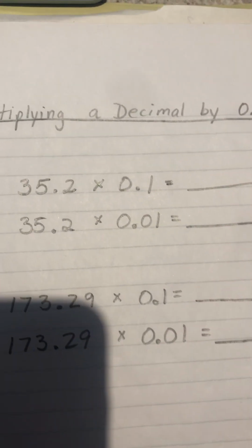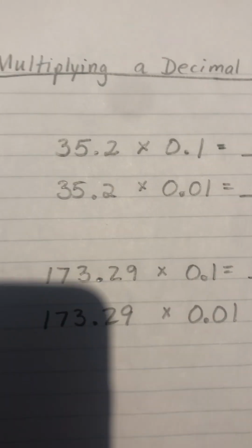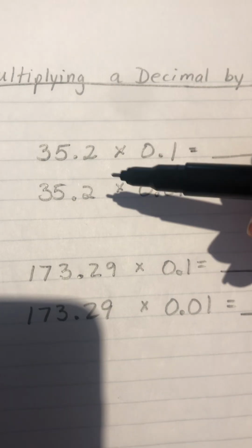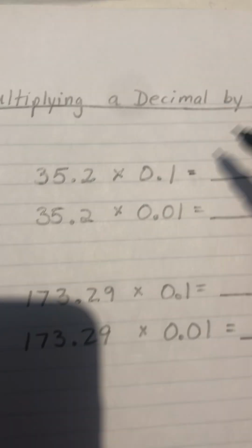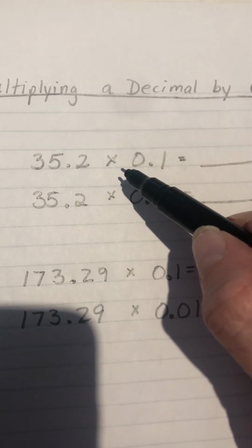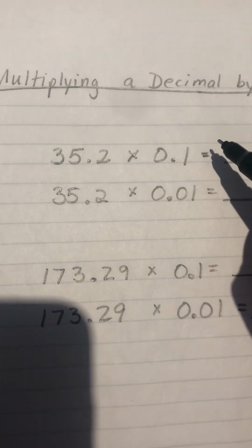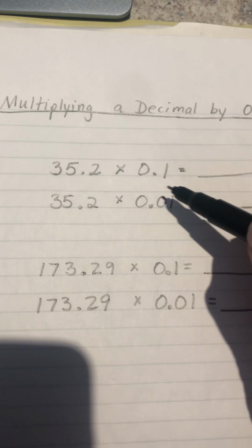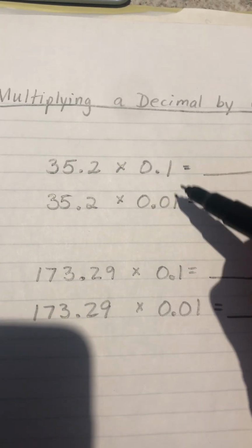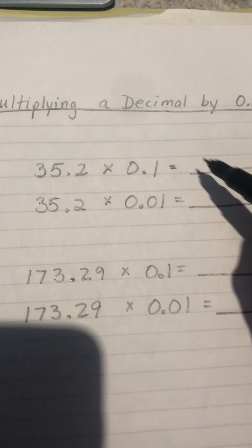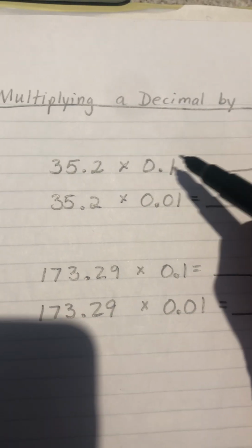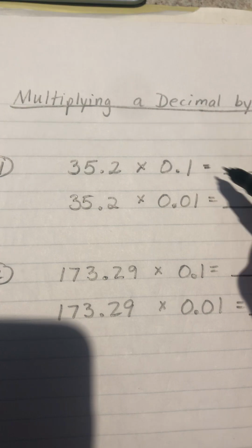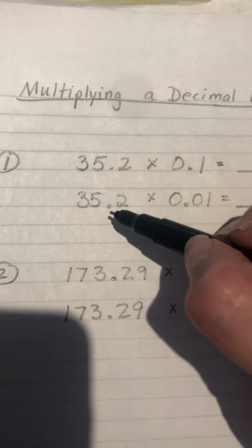In order to solve this, there's a very simple method we can use, and that is using the trick of moving the decimal point to the left. When we are multiplying by something less than 1, our answer, our product, is always going to get smaller. In this case, when we're multiplying by 1/10 or 1/100th, our product is going to get 1/10 smaller or 1/100th smaller. And we do that by essentially dividing this number by 10.